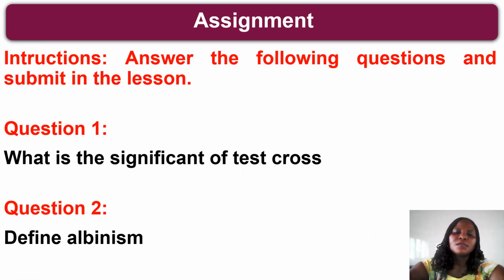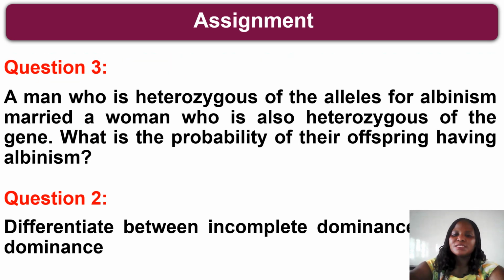Now, before we meet in class, try your hands on these questions. What is the significance of a test cross? Define albinism. Then you solve this. A man who is heterozygote of the allele for albinism married a woman who is also a heterozygote of the gene. What is the probability of their offspring having albinism? Then differentiate between incomplete dominance and co-dominance.